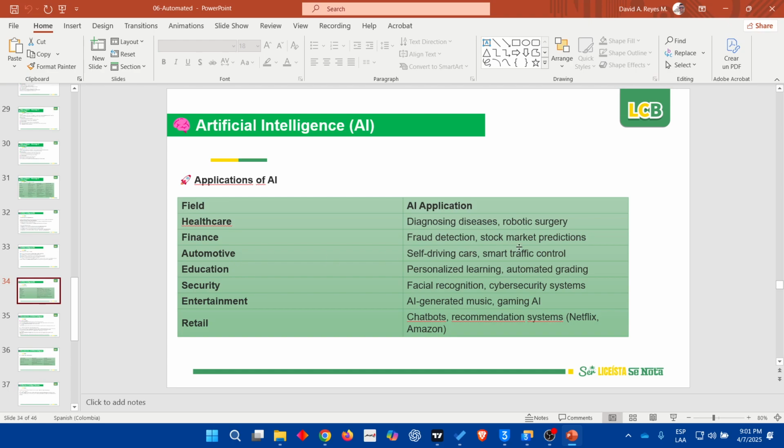Automotive: self-driving cars. Education: personalized learning, automated grading. Security: facial recognition, cybersecurity systems. Entertainment: artificial intelligence generated music, gaming. Retail: chatbots, recommendation systems, like for example Netflix and Amazon, that base on the activities that you do and start suggesting movies or series for you. Amazon and Netflix do it using artificial intelligence. It's not just about a database, it's more than that.